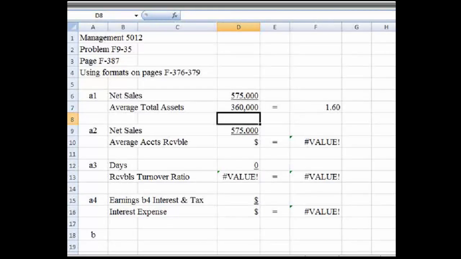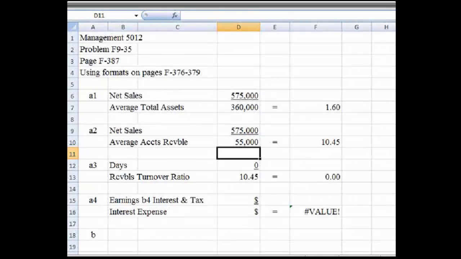The second ratio required is the receivables turnover ratio. Since this one also uses the net sales, the number has been referenced in a formula and is already in the correct cell. Once again in the book, we're told that the average accounts receivable for the company is $55,000. Therefore, the receivables turnover ratio is 10.45. That means the company turns its receivables over more than 10 times per year.